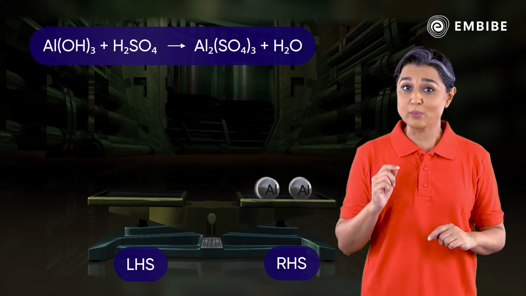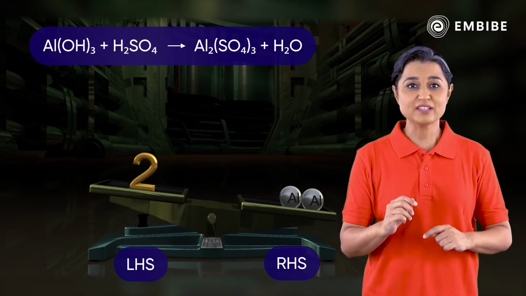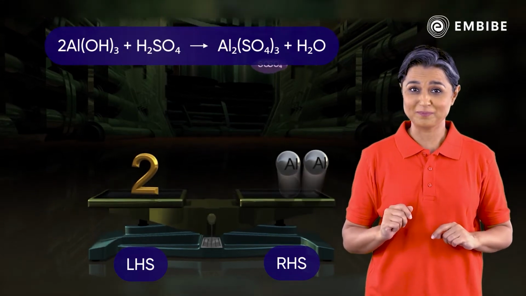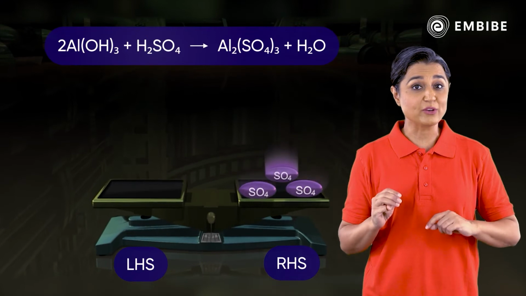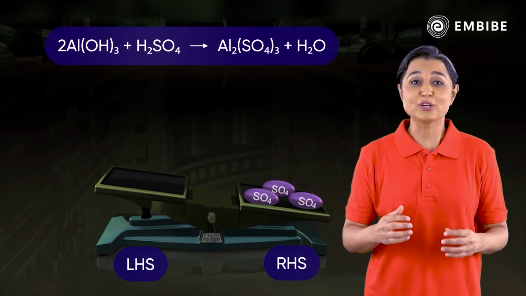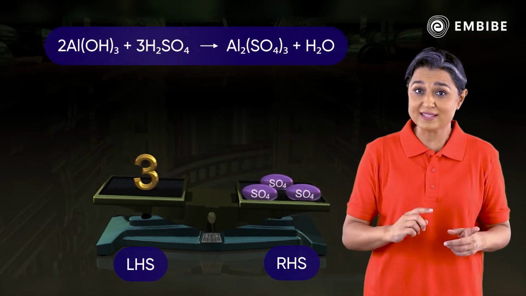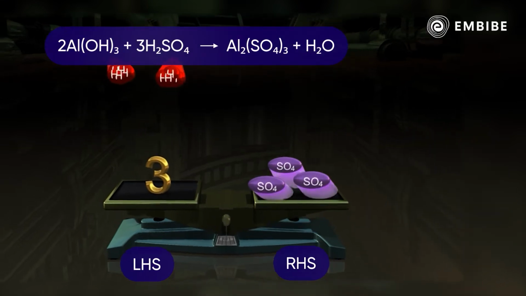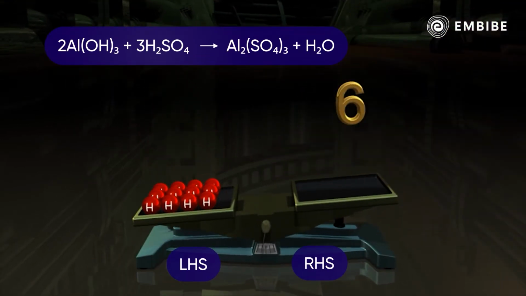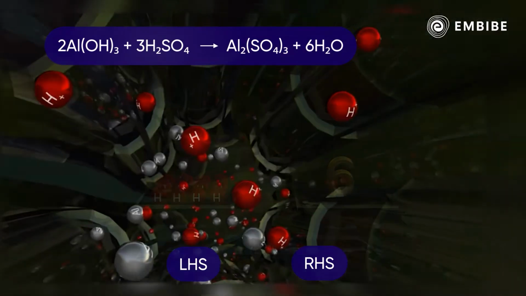There are 2 aluminium atoms on the RHS, so we can place 2 in front of Al(OH)3. There are 3 sulfate groups on the RHS, hence we can add a coefficient of 3 in front of sulfuric acid to balance them. Finally, to balance 12 hydrogen atoms, we need 6 H2O on the right-hand side.